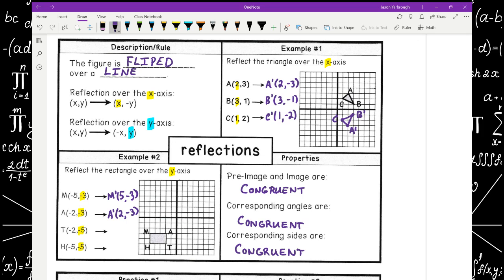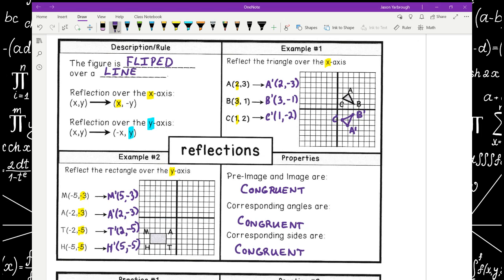For T, we go to T prime, negative 2 becomes a positive 2, and that negative 5 stays negative 5. Then for H, we go to H prime, and then that gives us negative 5 becoming positive 5. Negative 5 stays negative 5, and there's our point. Now we have to graph these points.